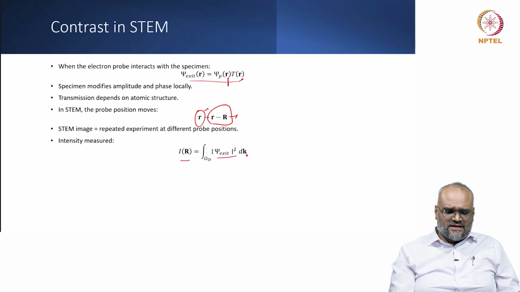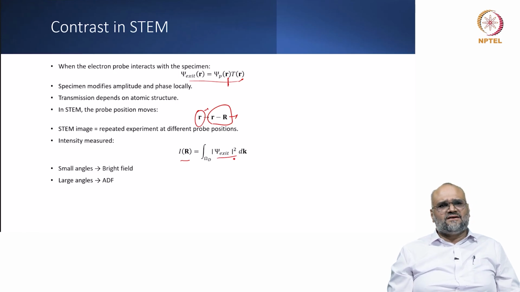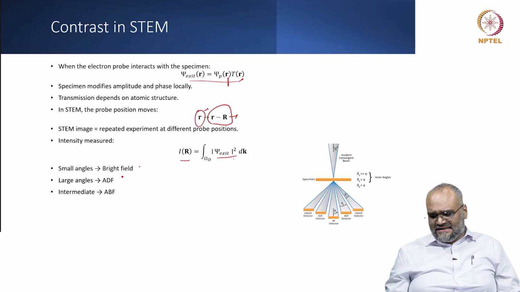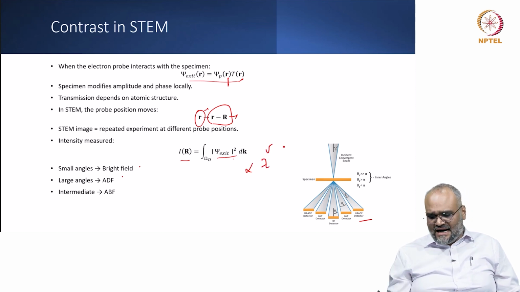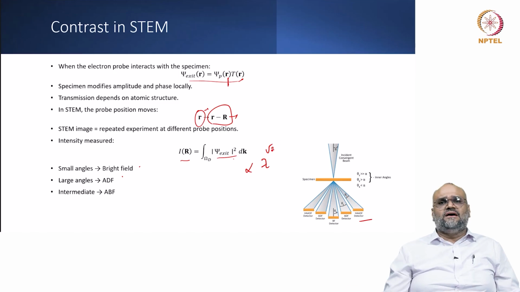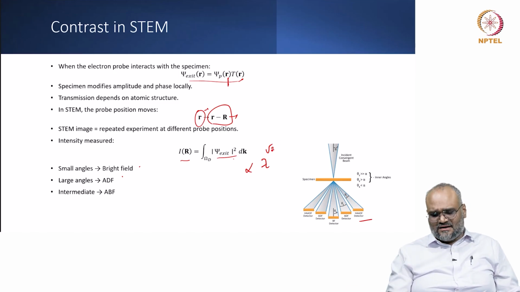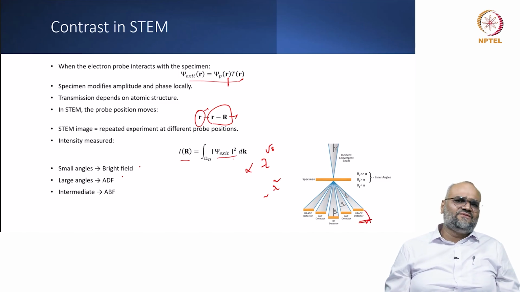So this is what your amplitude is, and when you look at this, for small angles you record the bright field image, and for large angles you record the annular dark field image, and this is how my detector positions are. For very large angles, this intensity that you record is actually proportional to the atomic number to the power 1.5 or approximately Z squared, and this is called the high angle annular dark field image.